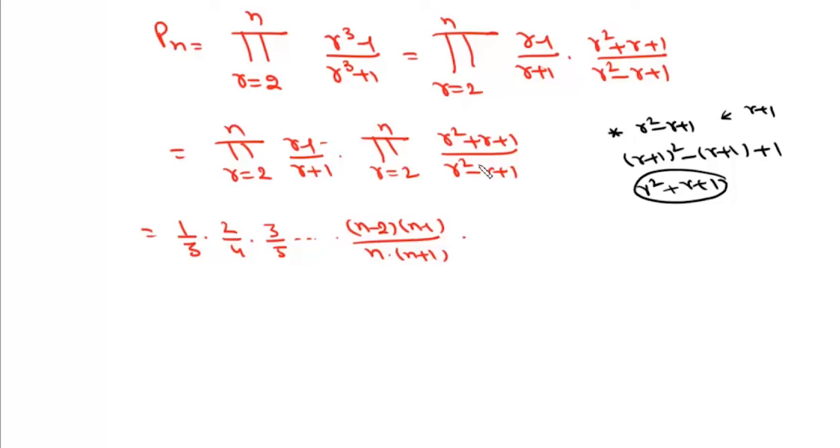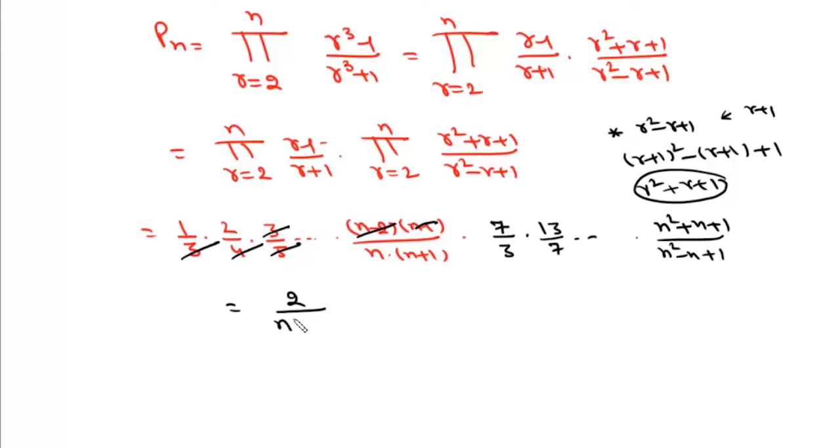So if we put r as 2, we'll get this as 4 plus 2, 6 plus 1, 7, 7 by 3. Now we put r as 3, it will be 9 plus 1, 10, 13. And then it will be 10 minus 3, 7. And in the end, we'll have n square plus n plus 1 upon n square minus n plus 1. Now here, terms will cancel after 2. So in the end, we'll have 2 upon n plus 1. And here, since the difference is 1, terms will cancel immediately.